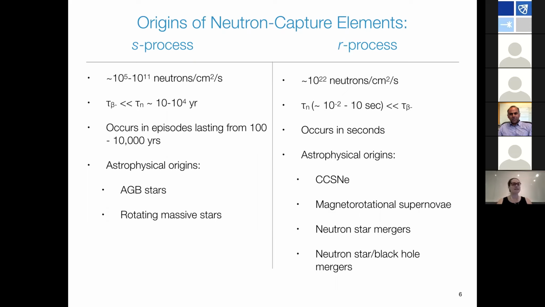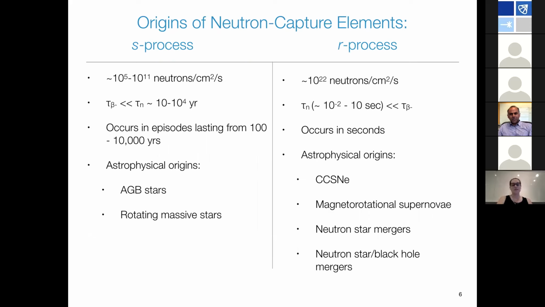The r process, in comparison, has a very short neutron capture timescale, so 1/100th to 10 seconds. This is much shorter than the beta decay timescale. It occurs in seconds, and as you see in our list of astrophysical origins, we expect it occurs either in explosions or mergers, or some combination of the two.